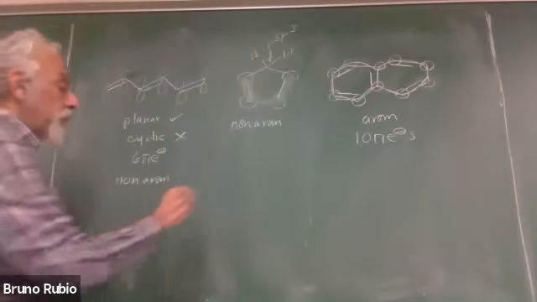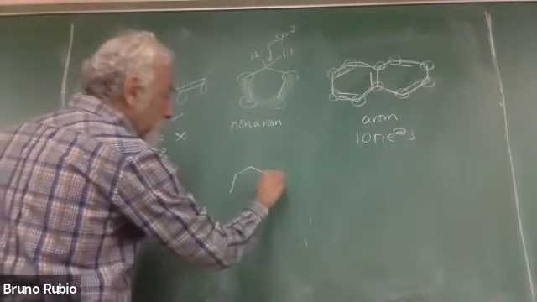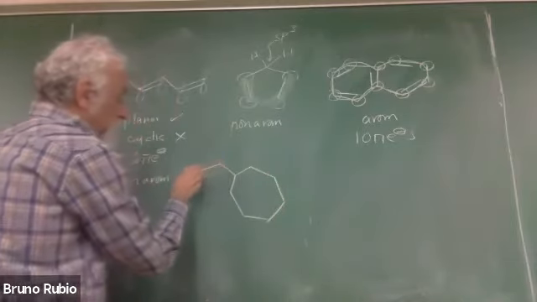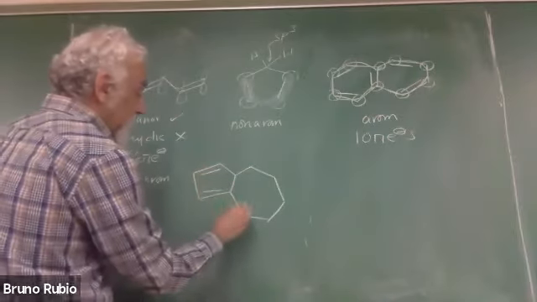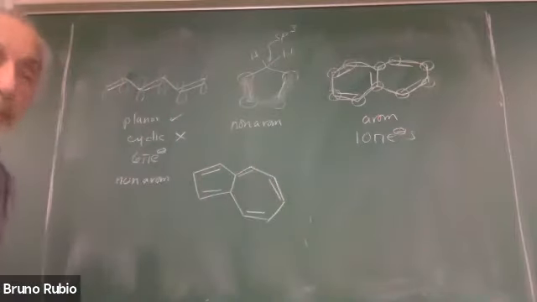Okay, so let's try another one. How about a 7-membered ring fused to a 5-membered ring with the double bonds deployed in that manner. So tell me, is that aromatic, anti-aromatic, or non-aromatic?